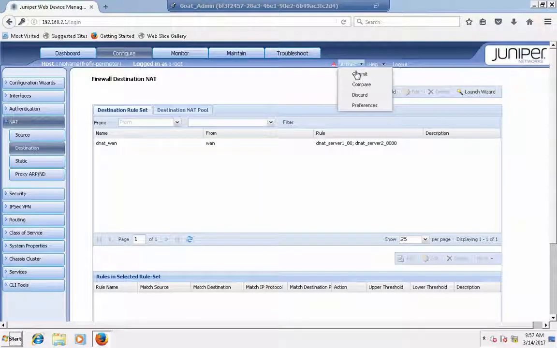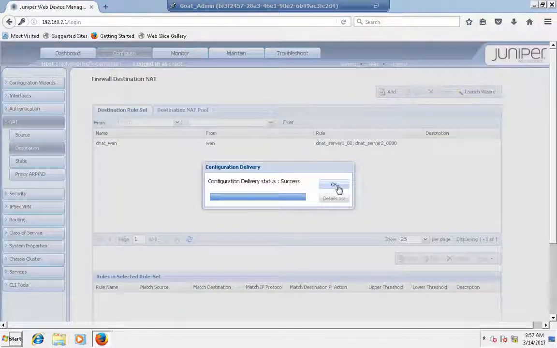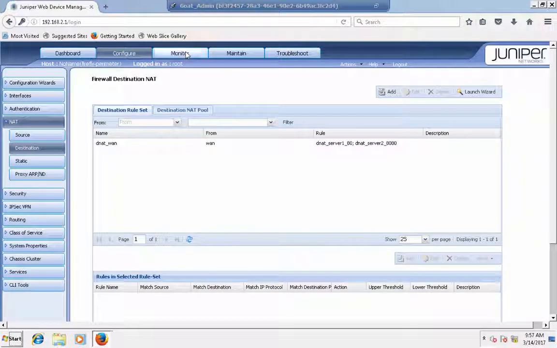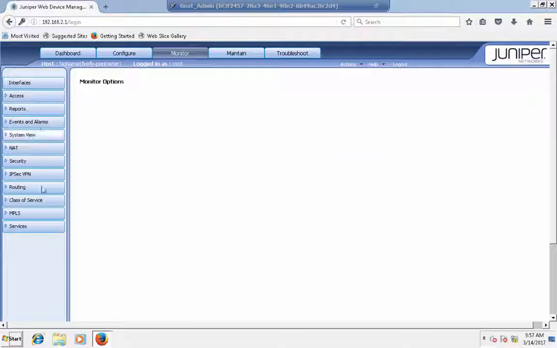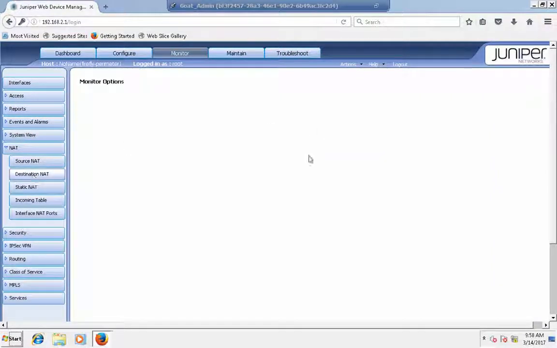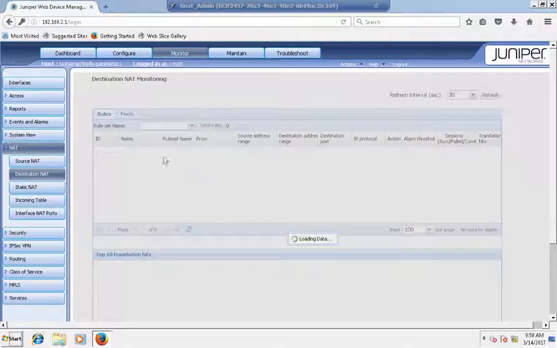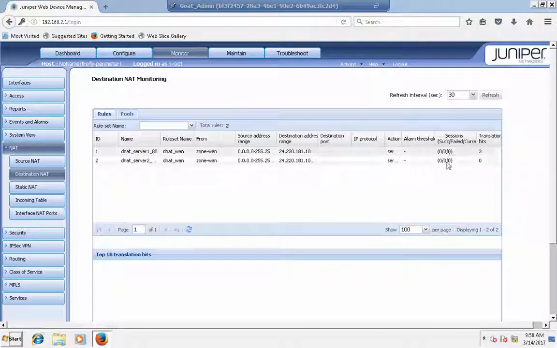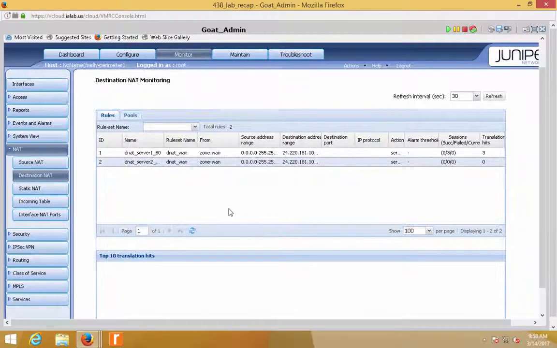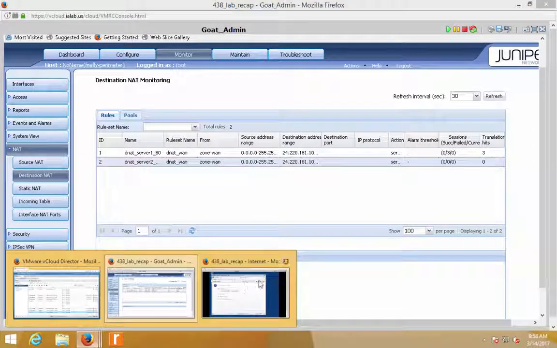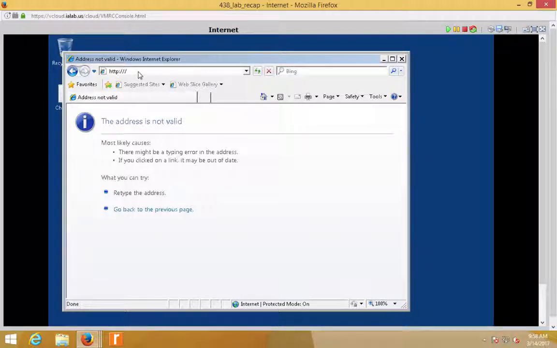At this point, could we go test this? Again, make sure that the NAT worked. Yeah. If we go over to the monitor tab, go to NAT, and destination NAT, we should see two rules in here now. So when we flip over here, pro tip with Internet Explorer though, you need to make sure it has HTTP in front of it.